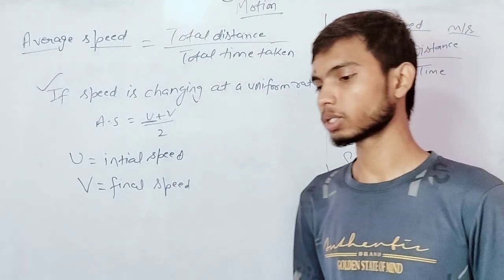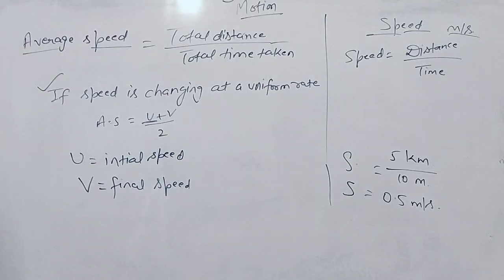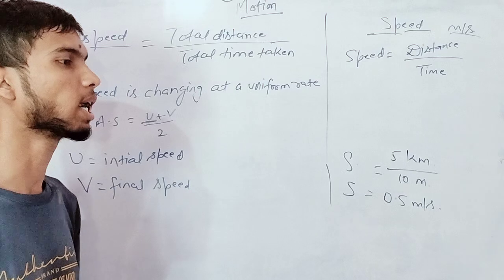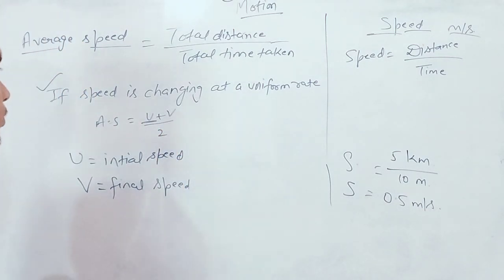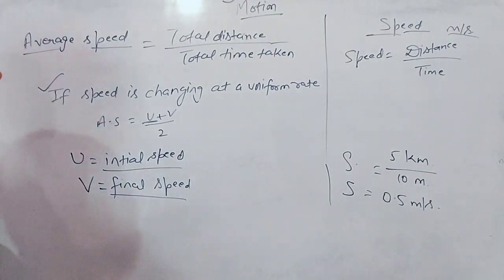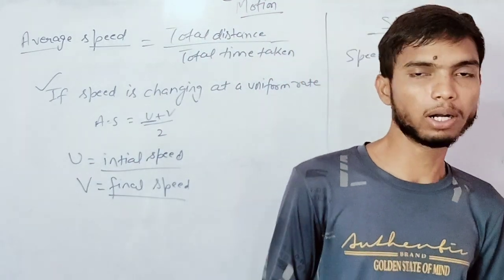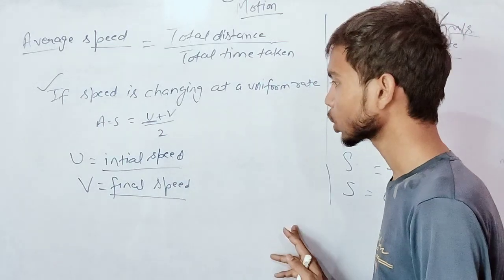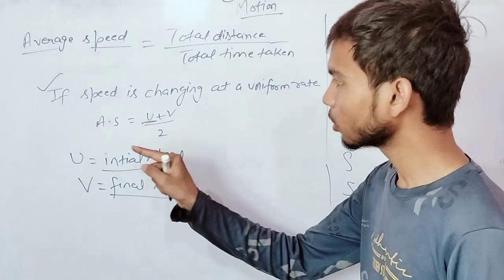What was the initial speed of that vehicle and what was the final speed of that vehicle? We will take these, add both speeds, and then divide by 2. You can see here we are taking different speeds because the speed is changing. If the speed were not changing, then we would not have taken u plus v.